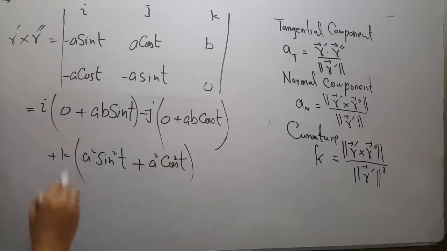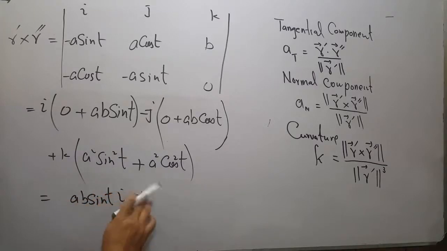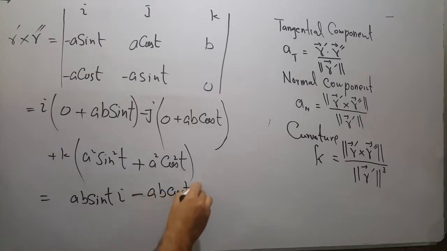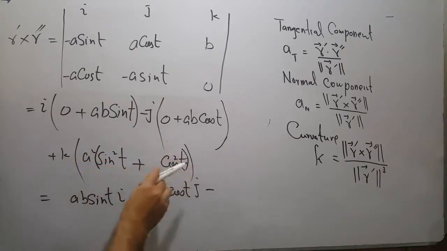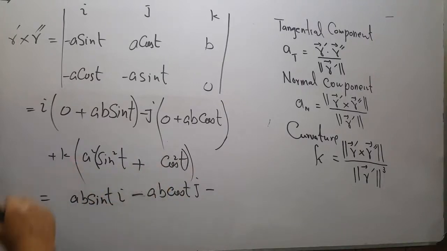So that gives us ab sine t i minus ab cos t j, and minus, if we take a square common from this one, sine square t plus cos square t is 1, and that gives us a square k. So this is the cross product, and now we have to find the magnitude of this cross product.